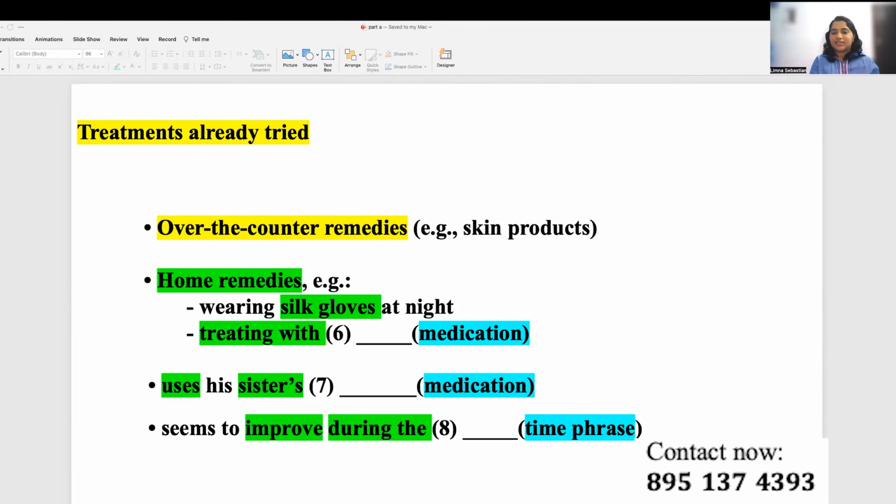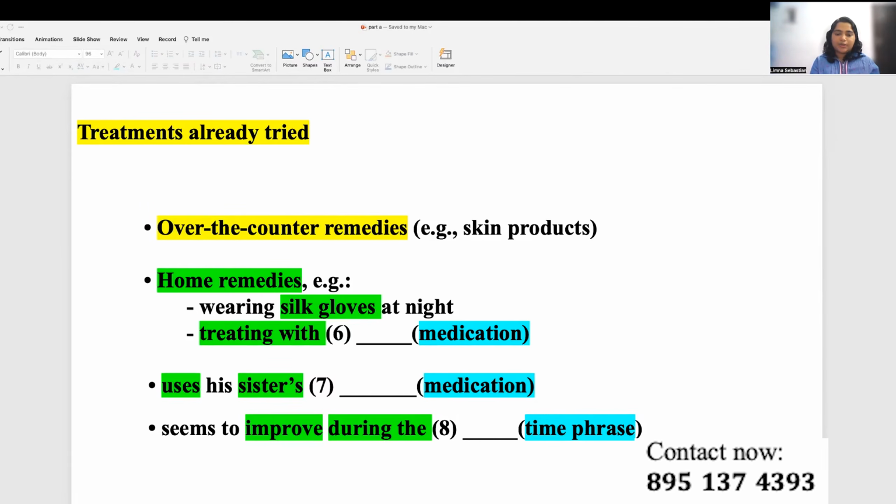Okay, definitely there is a medication. And also the next one, uses his sister's dash. So maybe the sister also has the same issue, which means we can predict it may be a medication, because it's all telling about the treatments. Sometimes our prediction is wrong, but don't worry, because 95% it may be correct. Okay.